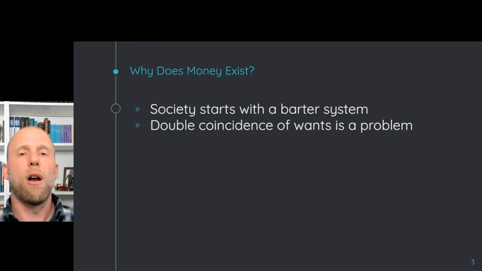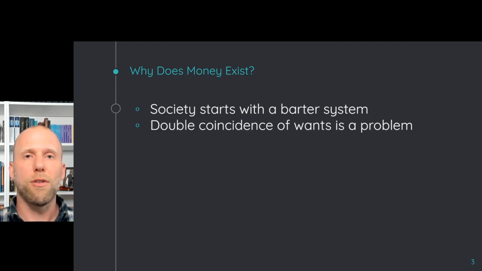But you come onto this problem of what's called the double coincidence of wants, right? So if you have apples and you want a hatchet, you have to find someone who A, has hatchets to sell, and B, specifically wants apples, right? If money doesn't exist, you can't just say, well, this bushel of apples is worth $40 and your hatchet is worth about $40. So let's trade these because they're equal in value. Like, if that person doesn't want apples, you can't get the hatchet, right?